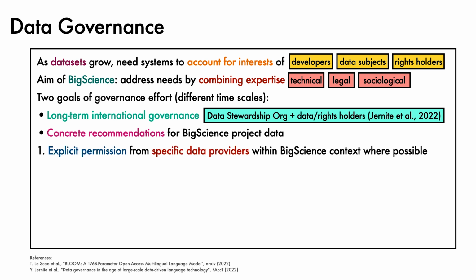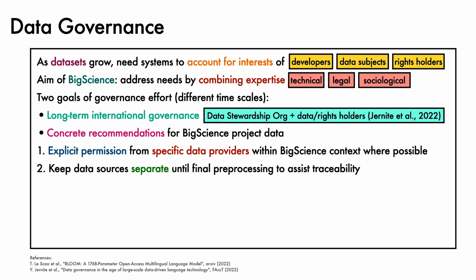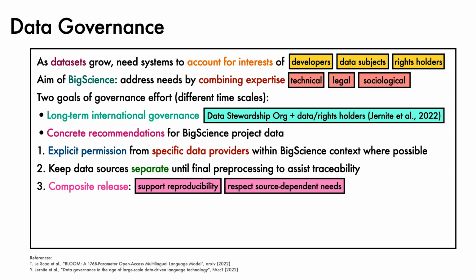These included seeking explicit permission from specific data providers within the BigScience context where possible, keeping data sources separate until final pre-processing to help with traceability, and providing a composite release of data that aimed to support reproducibility while also respecting the source-dependent needs of the different datasets.